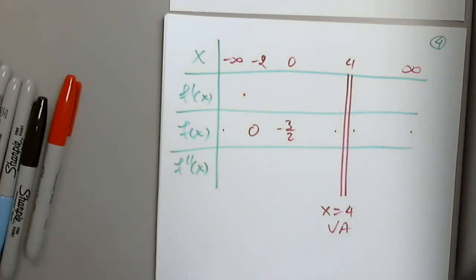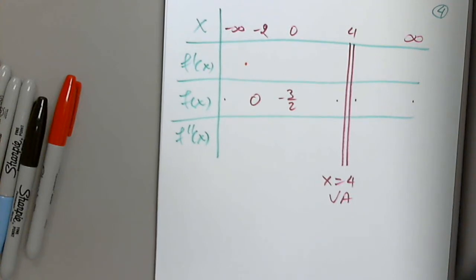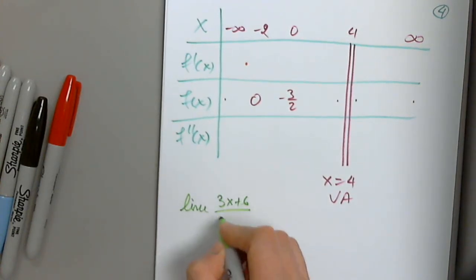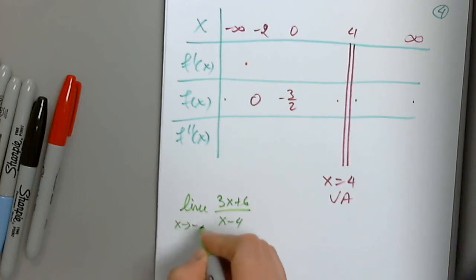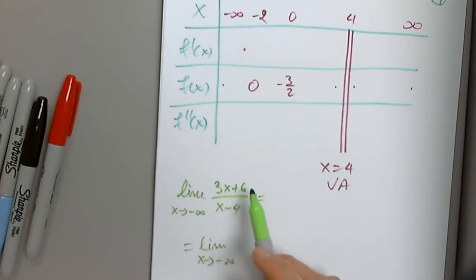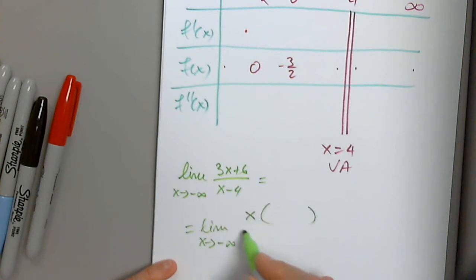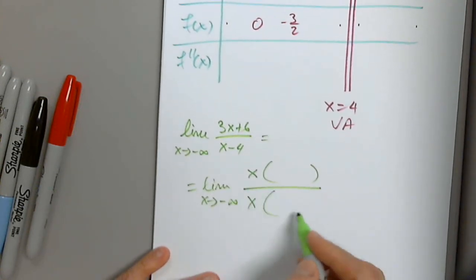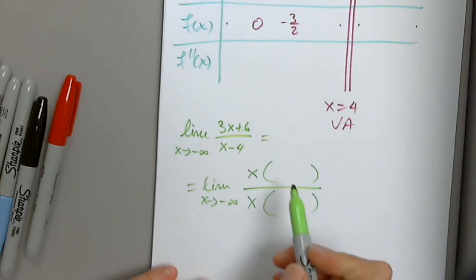Add negative infinity and positive? Add negative infinity, because it would be negative over negative. So, hold on. Limit of (3x plus 6) over (x minus 4) when x approaches negative infinity, correct? Okay. So what is the degree at the top? 1. The degree at the top is 1. So let's factor it out. What is the degree at the bottom? 1. So let's factor it out.